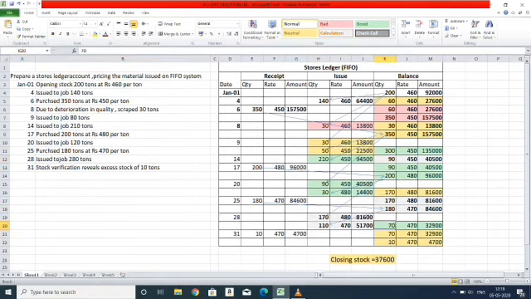Then our balance is 70 tons. From this 180 tons we already took 110 tons, so the balance is only 70 tons. Its rate is 470, and the amount comes to 32,900.